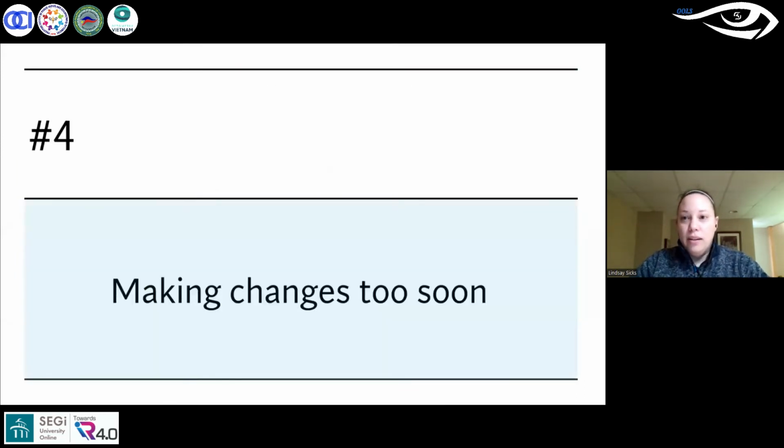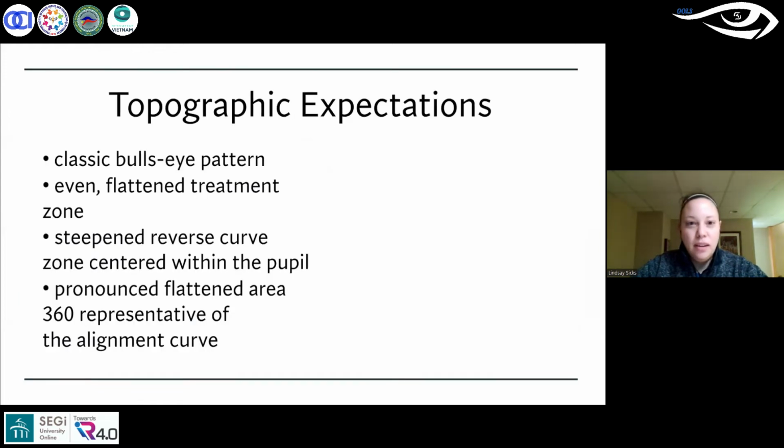Mistake number 4, and I had to learn this very painfully and slowly over the last 12 years or so that I've been fitting Ortho-K, is that if you make changes too soon, you can end up in a bad spot. So I'll go through the expectations and then we'll launch the next poll question.